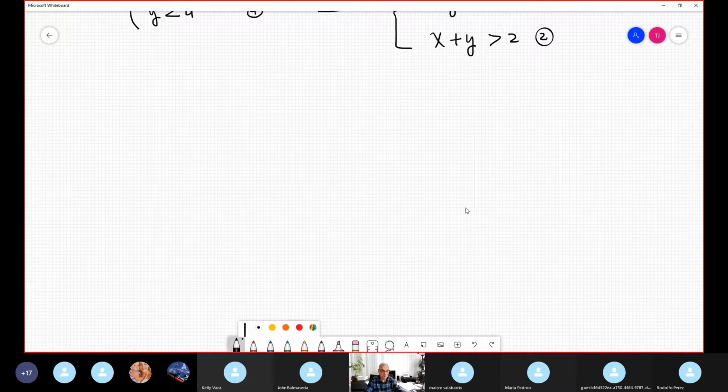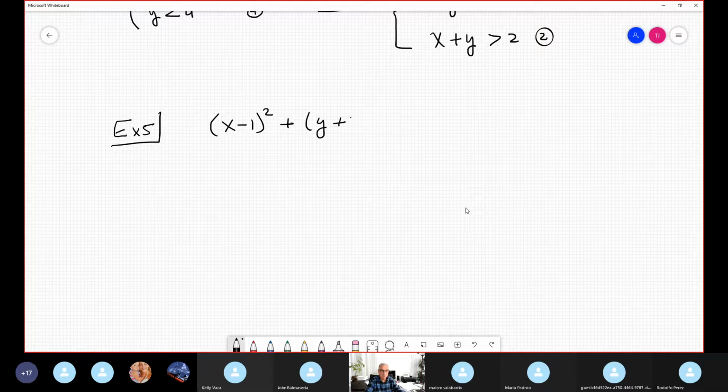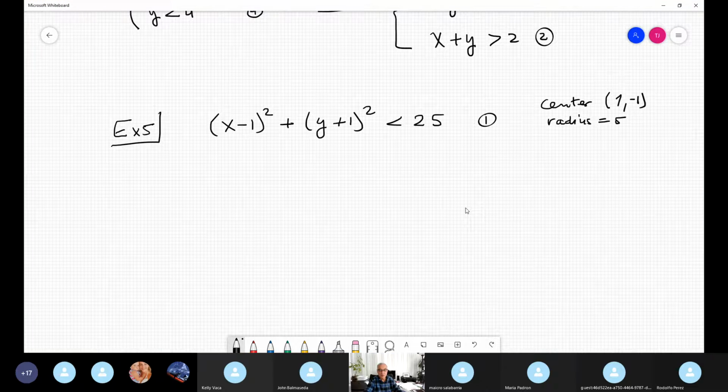Suppose example 5 is (x minus 1) squared plus (y plus 1) squared less than 25. Wow, this looks like a circle. A circle where the center is located at the point 1, negative 1, and the radius is 5. Okay, it's the square root of 25.